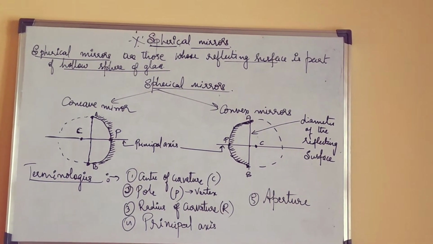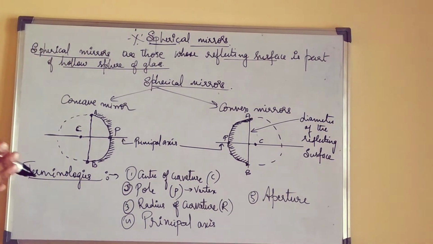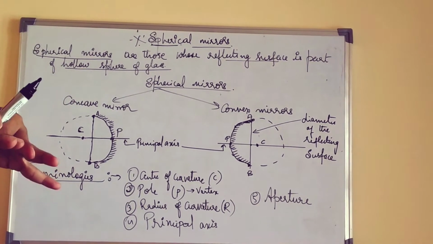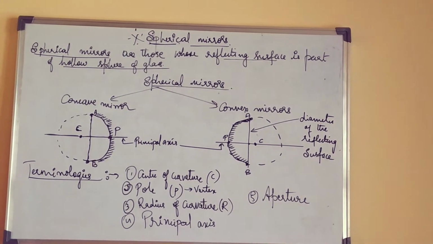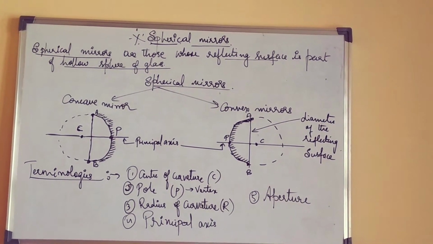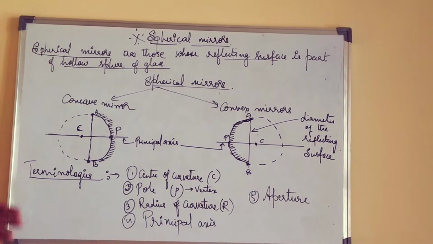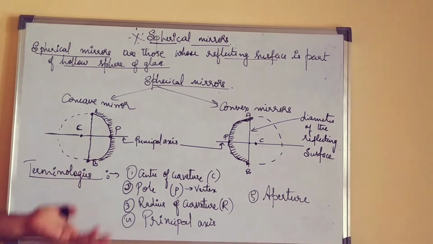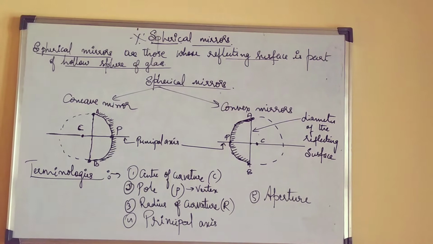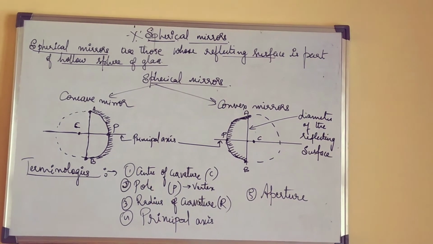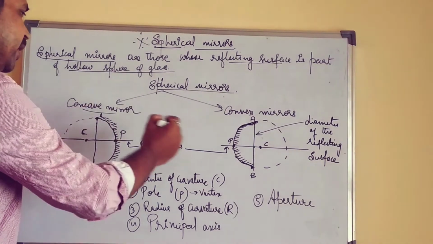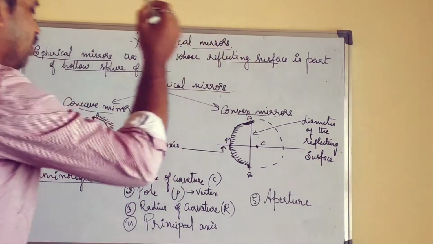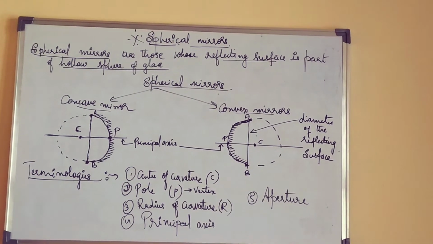Till now we have seen only plane mirrors. Now it is taking the shape of a sphere. Within the sphere, this spherical mirror is a part of this hollow glass of sphere. So that is the definition of spherical mirrors. Spherical mirrors are those whose reflecting surface is part of the hollow sphere of glass. So these spherical mirrors are classified into two types of mirrors. One is called concave mirror, the other one is called as convex mirror.